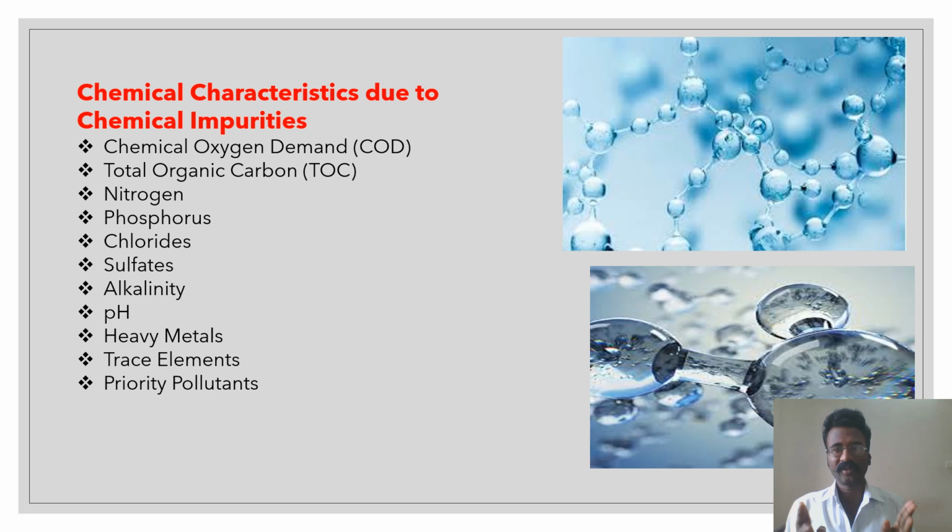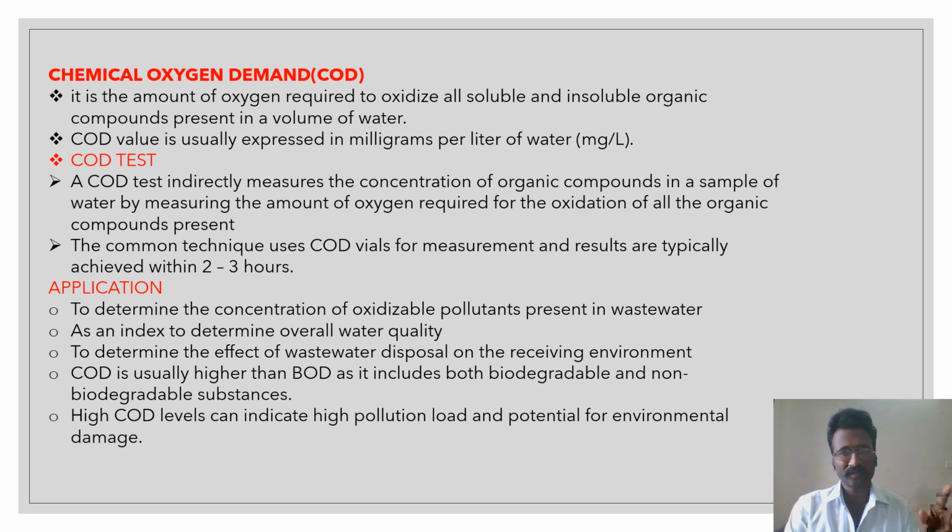Let's see the chemical characteristics due to the chemical impurities. There are chemical oxygen demand, which is referred to as COD, total organic carbon, nitrogen, phosphorus, chloride, sulfate, alkalinity, pH, heavy metals, trace elements, and priority pollutants.